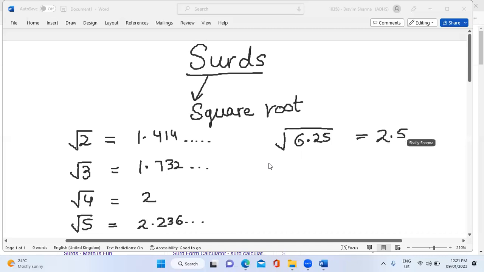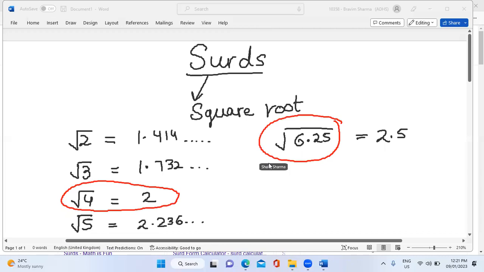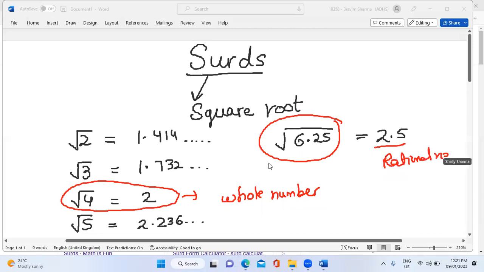So what I see here is there are two numbers, the square root of 4 and the square root of 6.25. When I take these two square roots, I am getting a whole number or a rational number. 2.5, I can write it as 25 over 10, and I can write it as 5 over 2. Meaning, if we divide, I can write it as a decimal number. It's a terminating number.